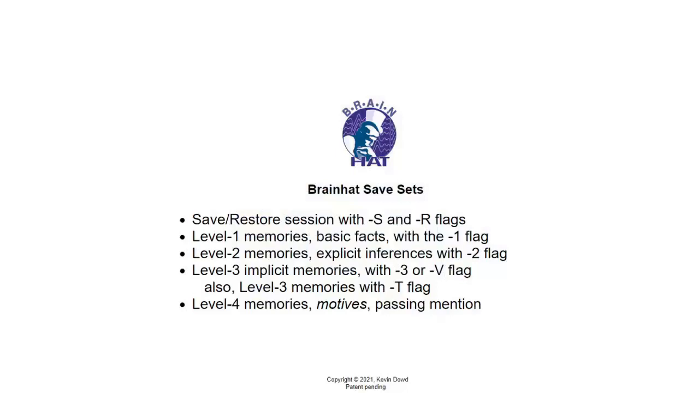Command line options affect the way that Brainhat runs. They tell it whether it's going to be restoring or saving memories, storing or saving a whole context, or working with layer 4 memories, or level 4 memories, which are actually like scripts. We will talk about those in detail in a future session. For now, I'd like to log into my brand new terminal, start a copy of Brainhat, and take a look at some of these flags and what they do.